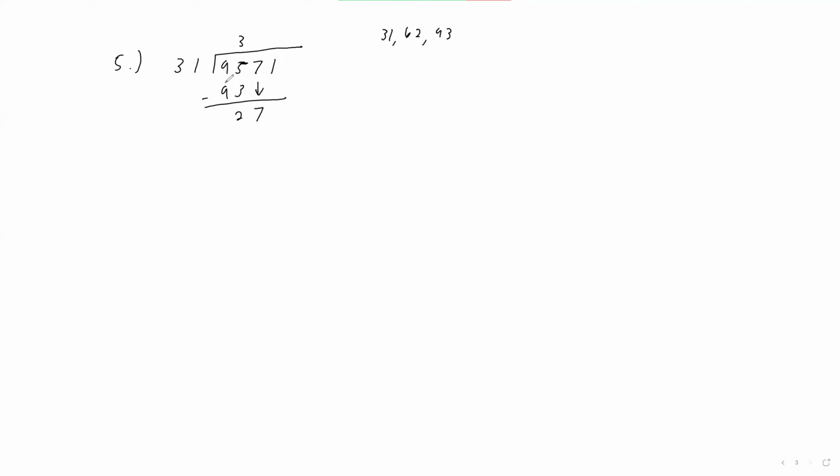But I see that 31 does not go into 27, so I'm going to put 0 in that placeholder because it doesn't go into it. And I'll drop down the 1. So now I got to go, all right, how many times does 31 go into 271? So then I would keep going. 93 plus 31 would be 124. And then 31 plus that would be 155. Then 186.